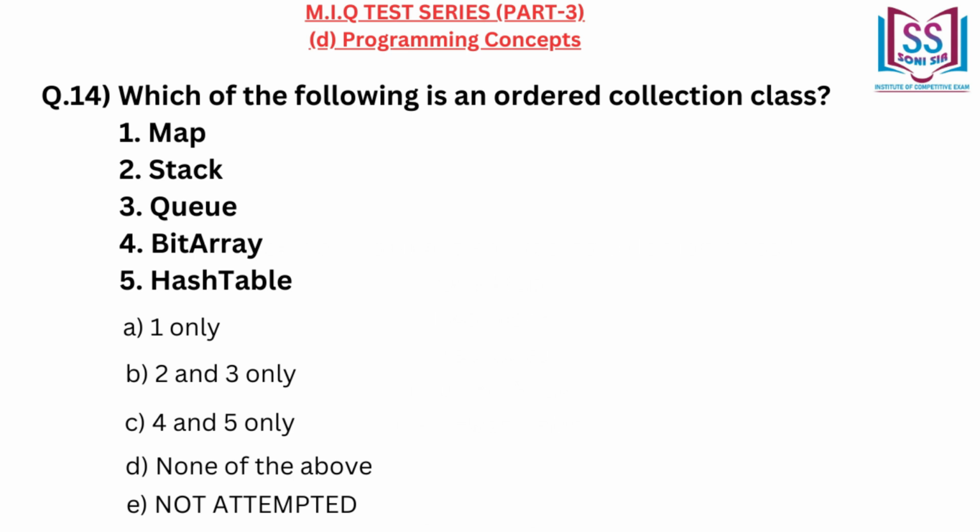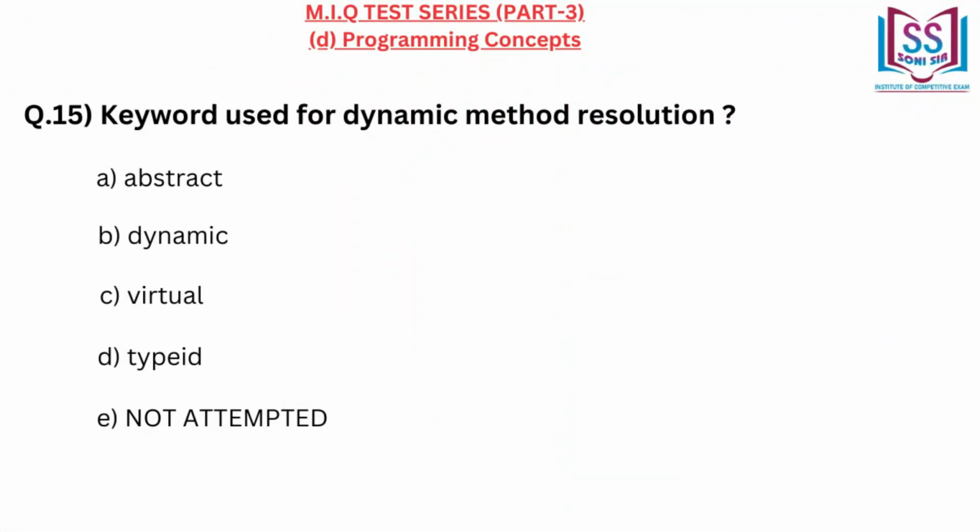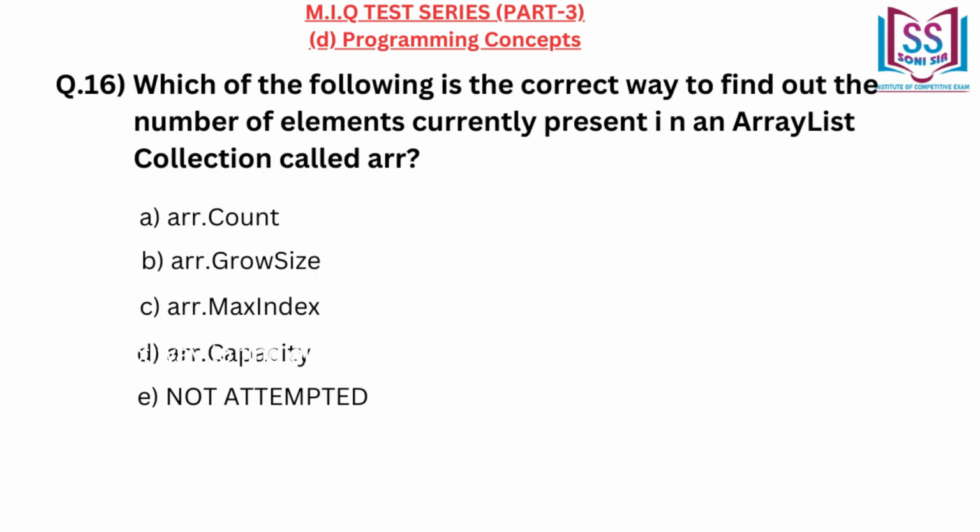Which of the following is an ordered collection class? 1. Map, 2. Stack, 3. Queue, 4. Bit array, 5. Hashtable. A. 1 only. B. 2 and 3 only. C. 4 and 5 only. D. None of the above. Keyword used for dynamic method resolution: A. Abstract. B. Dynamic. C. Virtual. D. Type ID.